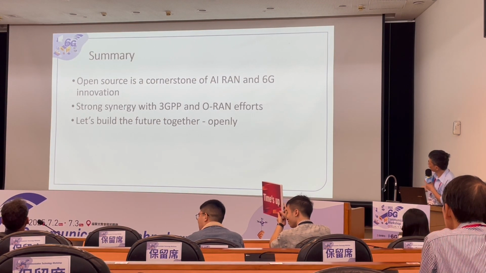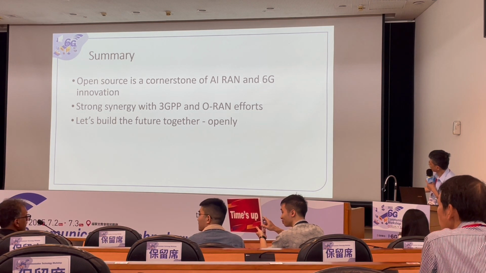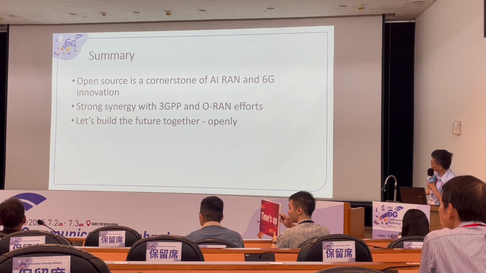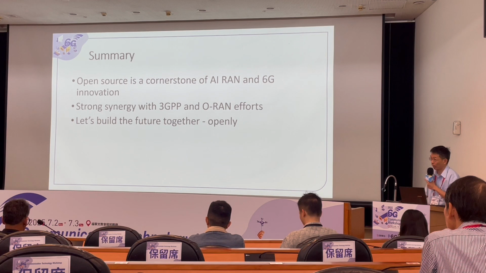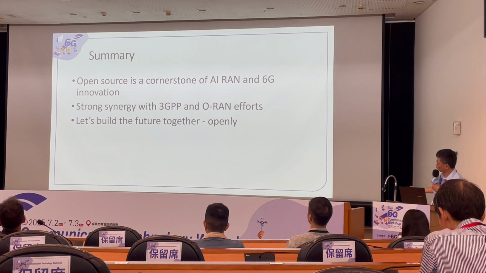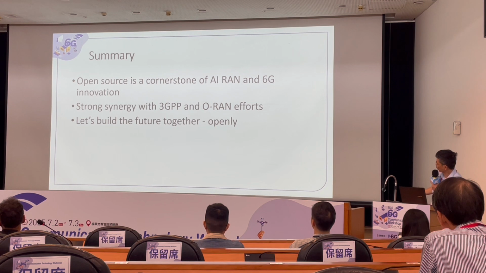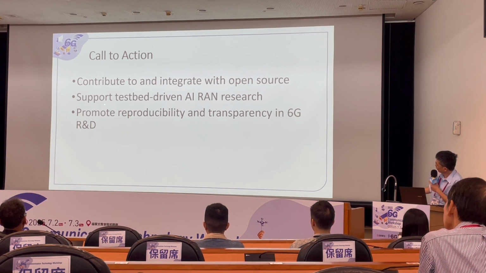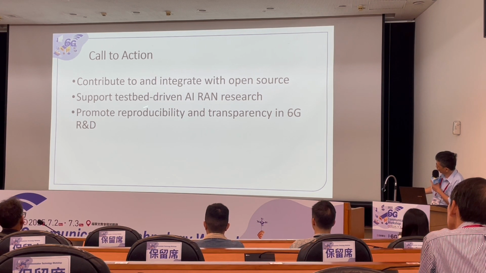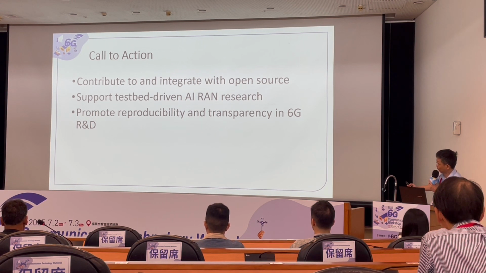So, quick summary: open source is a cornerstone of AI-RAN and security innovation. There is strong synergy with 3GPP and O-RAN efforts. We hope to find some partners, even students or professors, to work together to build the future. We hope to find more people to join, contribute and give input to the open source, and support testbed-driven AI-RAN research. AI-RAN research is now very popular. So we hope to use this opportunity to encourage everybody to support the testbed and work on the testbed together so we can do more things together.